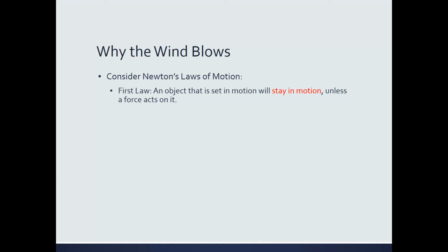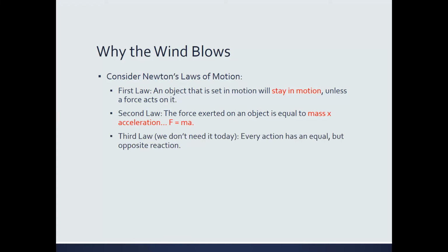The three laws are this. The first law states that an object in motion will stay in motion unless a force acts on it. That's called inertia. The second law is that the force exerted on an object is equal to mass times acceleration. We call this F equals ma. And the third law is that every action has an equal but opposite reaction. We're not going to worry about the third law in today's lecture. We're just going to focus on the first two laws.